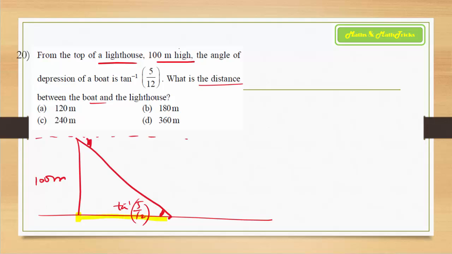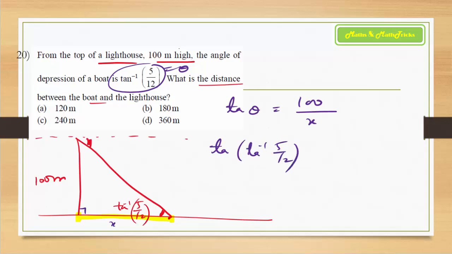Here is the lighthouse, there is the boat. So you are asked this length x. And this lighthouse is perpendicular to the ground. So you consider the given angle to be theta. So tan of theta is opposite 100 upon adjacent x. Now this is the same as tan inverse of 5 by 12, isn't it? So 5 by 12 is equal to 100 by x, which gives you x is equal to 100 divided by 5 into 12. So 20 into 12. So you have got 240 meters.